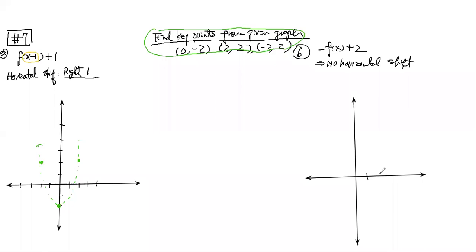Here I'm also going to plot the original points: 0, negative 2, 2, 2, and negative 2, 2, right? Okay, so this is my original parent function.